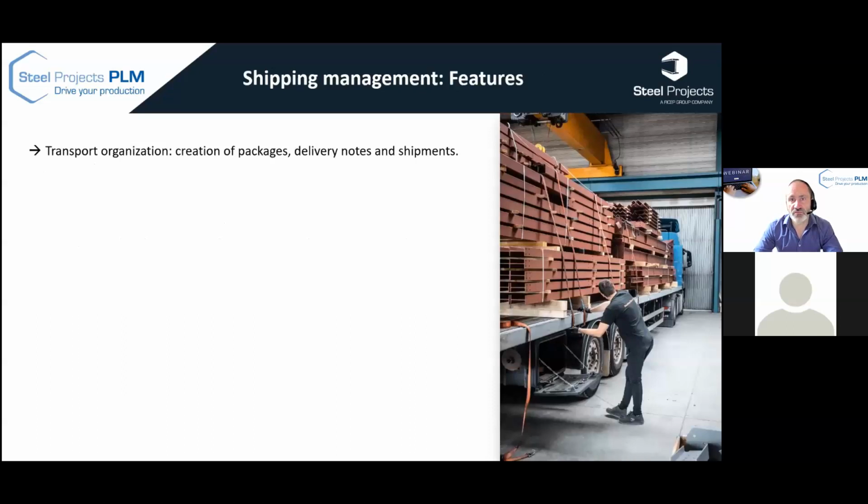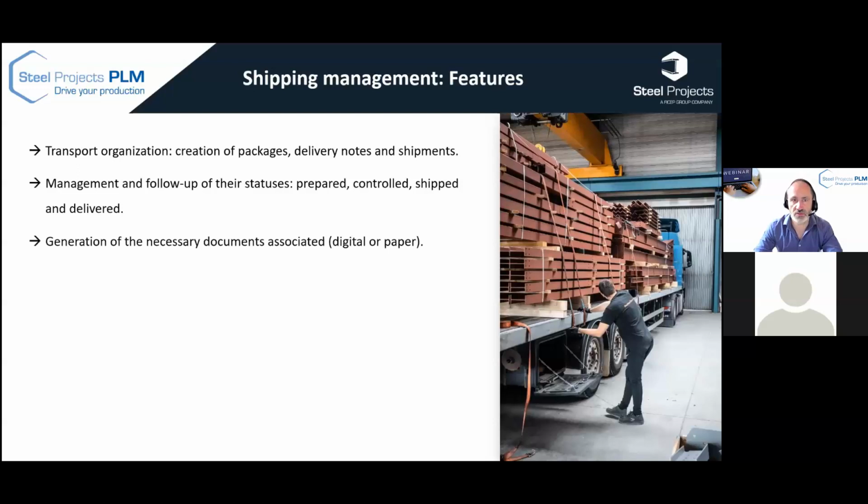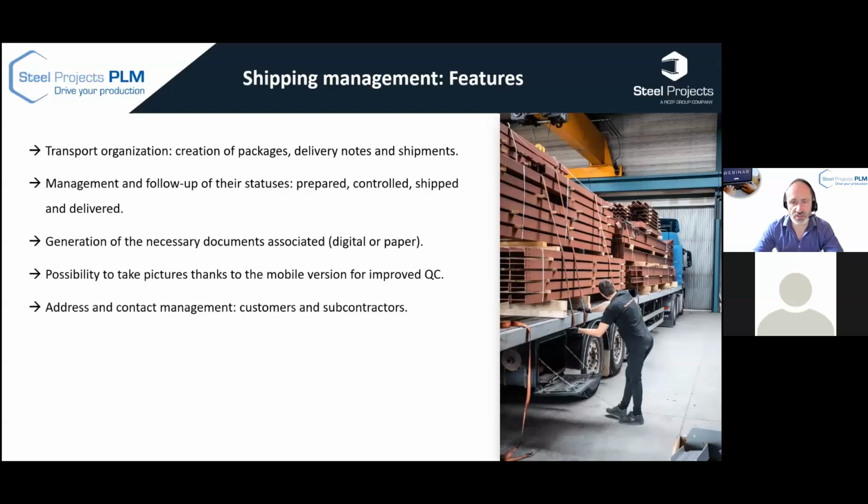The goal and the features of shipment management are the organization of transport, creation of packages, delivery notes, and shipments, to manage the flow and the statuses: if it's prepared, if it's controlled, if it's shipped and delivered, and so on. The goal is also to generate associated documents, digital or paper, for a transport. It's possible to take a picture of the transport in the mobile application.